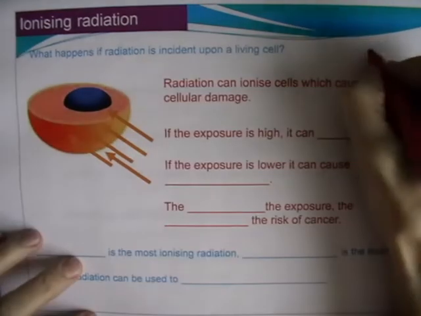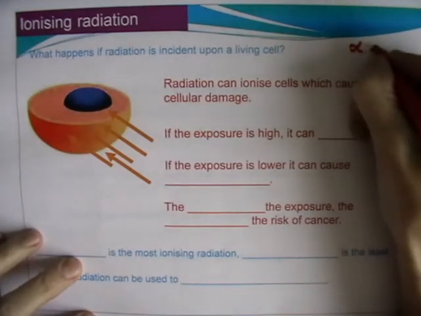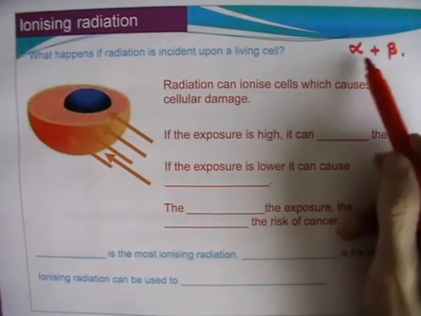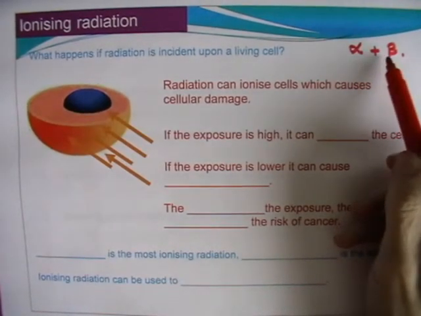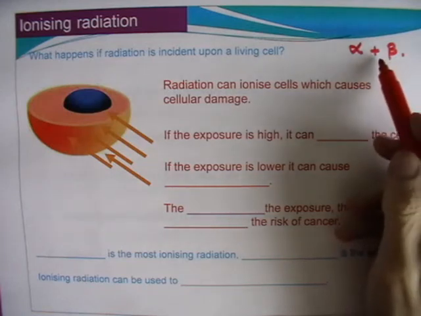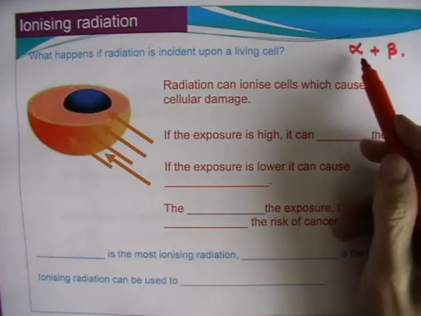So there's really only two types of ionizing radiation. Alpha and beta are both ionizing radiation. And they're ionizing radiation because they're charged, and then they can cause other materials to be charged as a result of that. Gamma does not ionize.